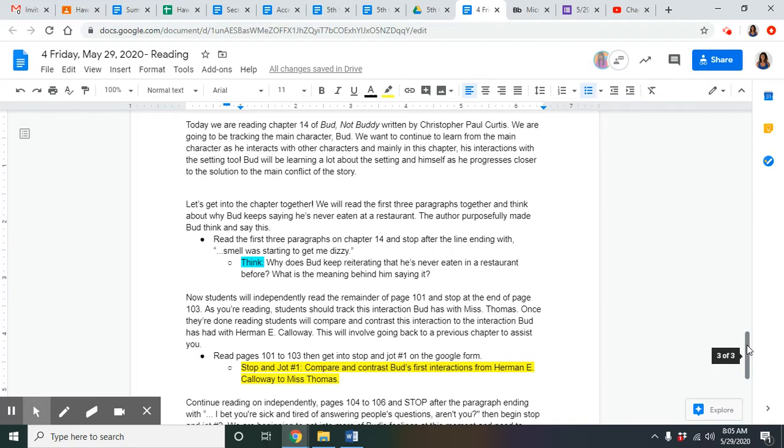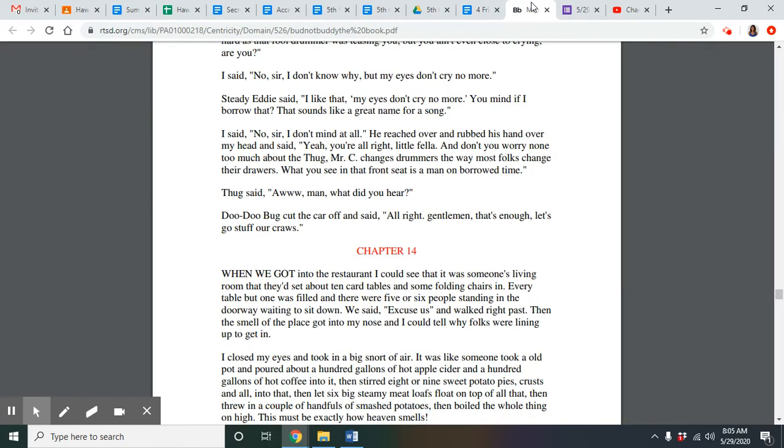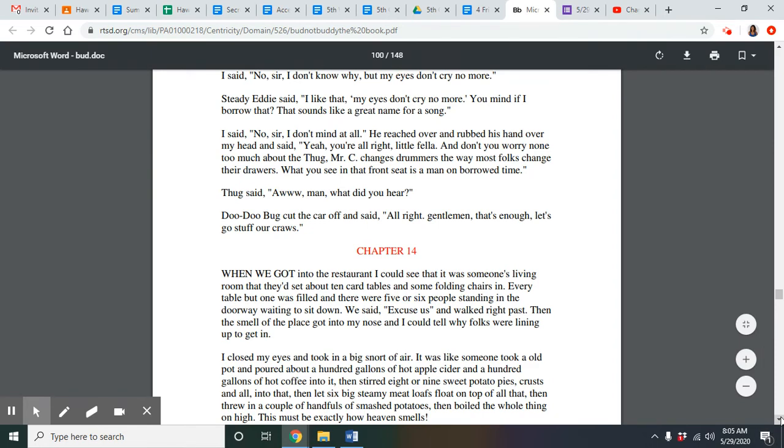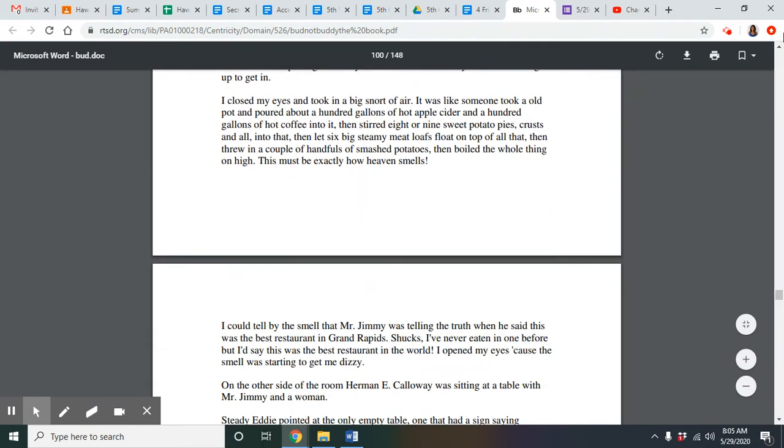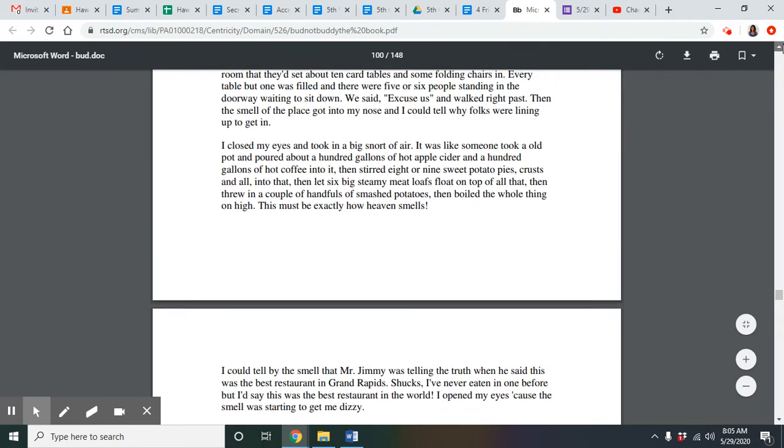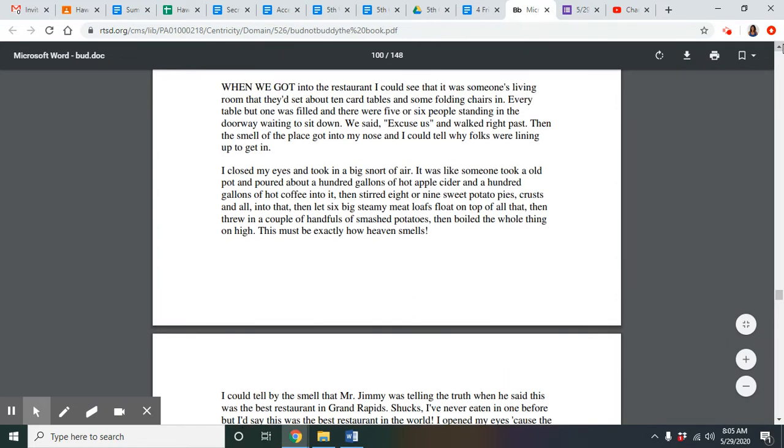First, we're going to start the chapter together. We'll read the first three paragraphs, and as you're reading, think about why Bud keeps saying he's never eaten at a restaurant. After that, we're going to talk about it, and then you are going to get into some independent reading. So let's get to the bottom of page 100. We're going to read the first few paragraphs together, and again, you're tracking why he keeps saying he's never eaten at a restaurant.